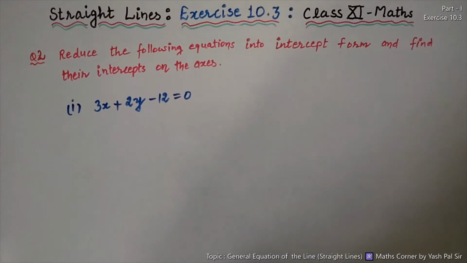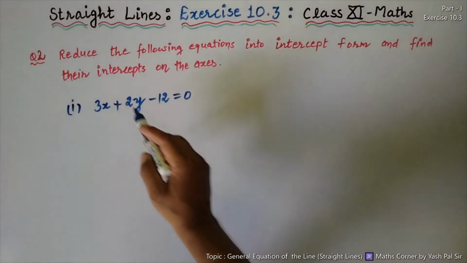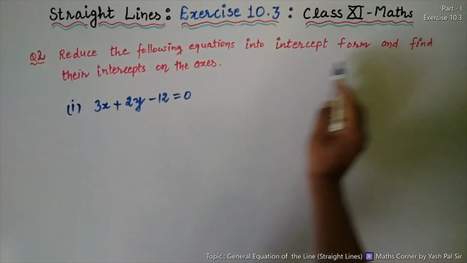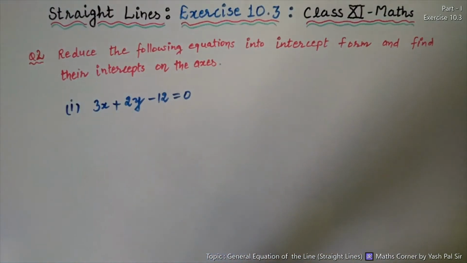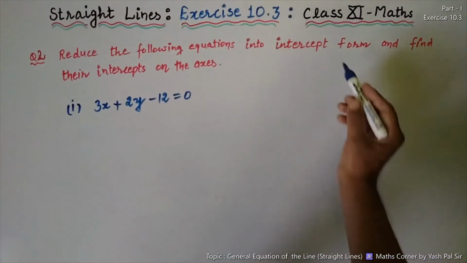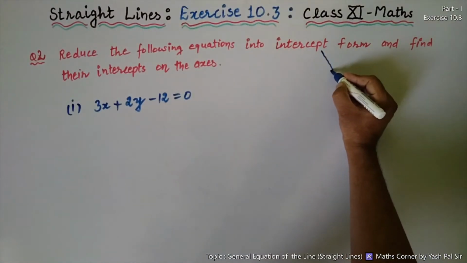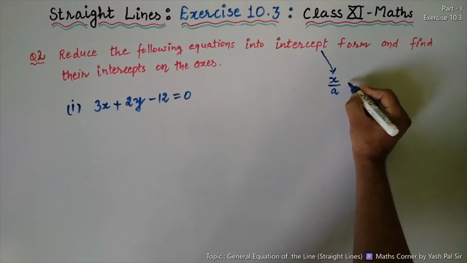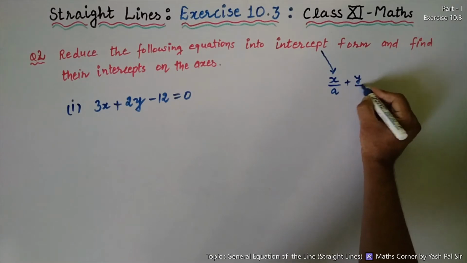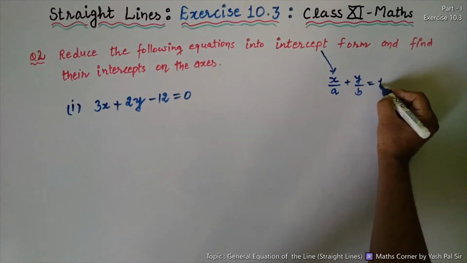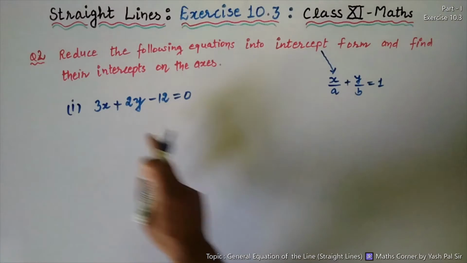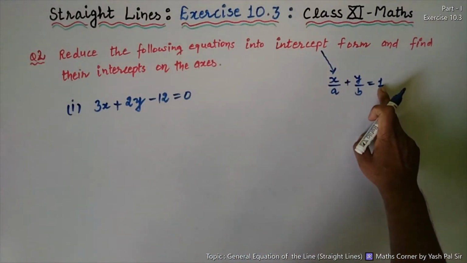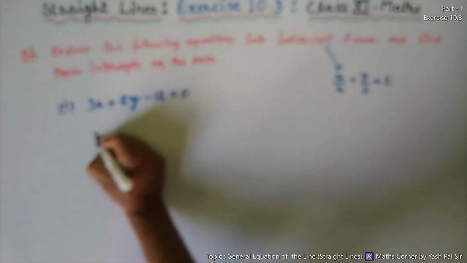Now coming to question number 2. Reduce the following equations into intercept form and find their intercepts on the axis. First of all, what is the meaning of intercept form of the line? This is written like this: x upon a plus y upon b is equal to 1. So we have to convert this equation into this form, meaning the right hand side should be equal to 1.